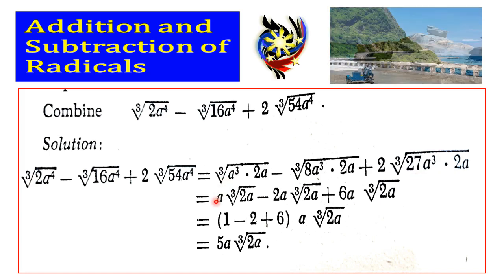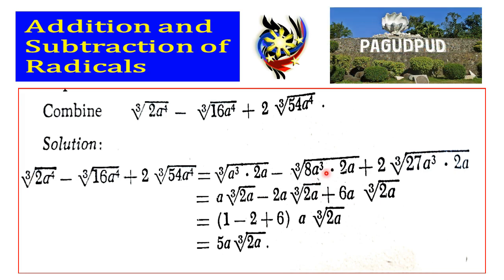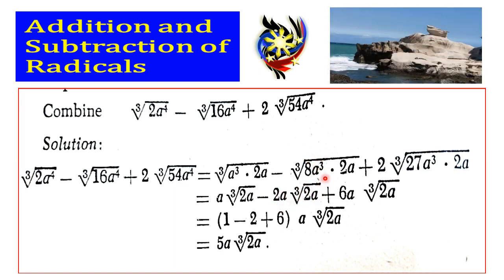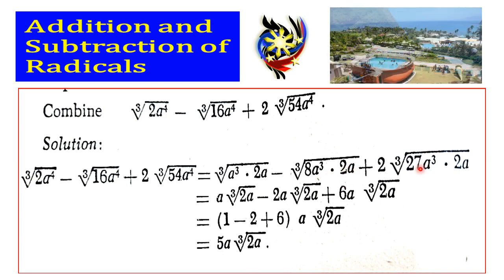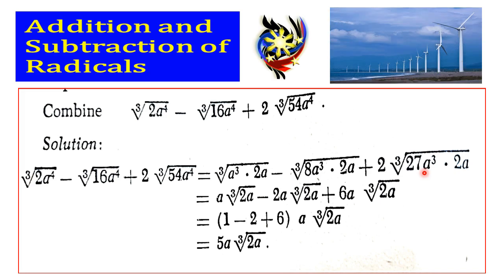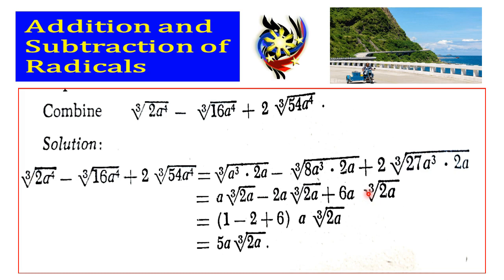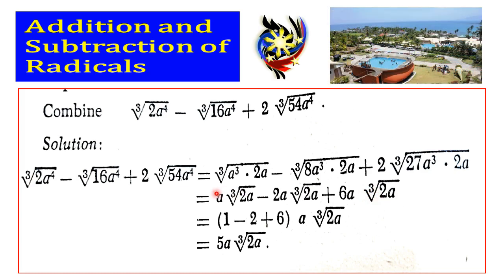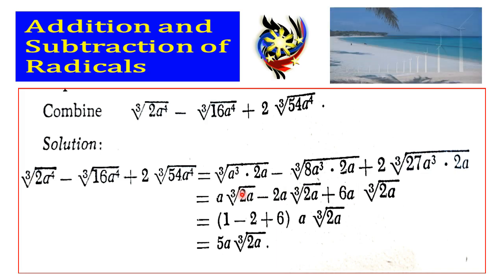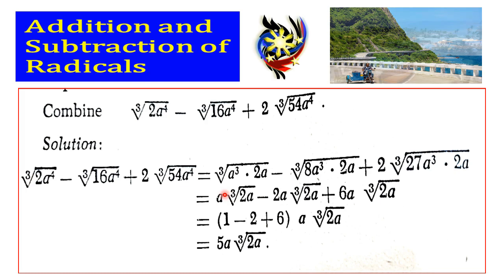A cube will be a cube root of 2. 8a cube root nito ay 2a, cube root of 2a ang natira doon. And then, cube root ng 27a cube ay 3 times 2. That's why that is 6. At ang natira, cube root of 2a. Kung mapapansin mo, lahat siya cube root of 2a na lang. Or tinatawag na similar radicals.